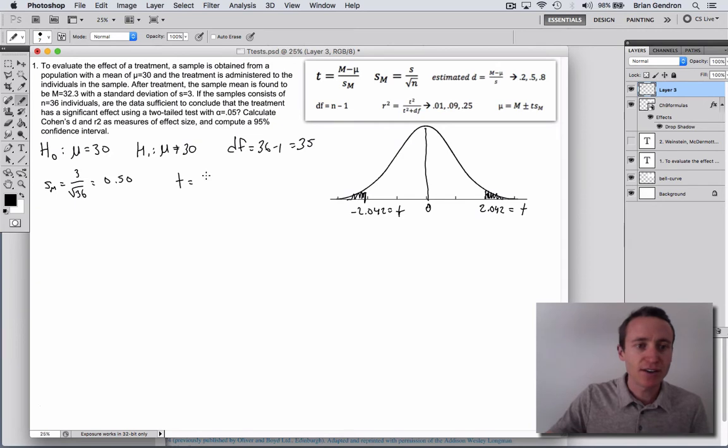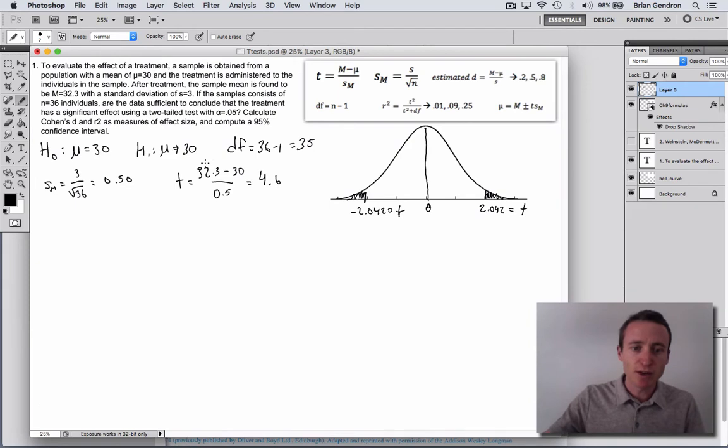So t is calculated as your sample statistic, the individuals who received your treatment, 32.3, subtracting your population value, which is the individuals who did not receive your treatment. This is the hypothesized value of your null hypothesis, 30. And then divide by 0.5, which is your standard error. All right, so 2.3 on top, the numerator, divided by 0.5 gives us 4.6.